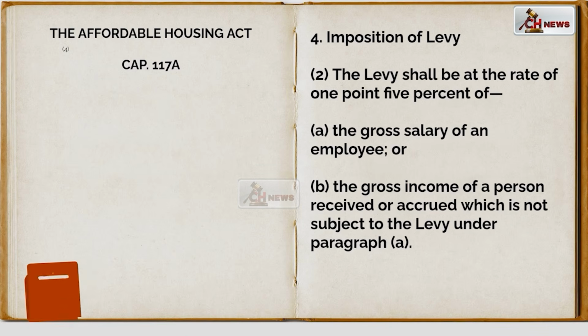So the law says it has imposed 1.5% on the gross of your salary. Whether you are employed by government, whether you are employed by private sector, anybody called an employee, you are supposed to pay 1.5% of your gross salary. Gross means all that money that you are paid.